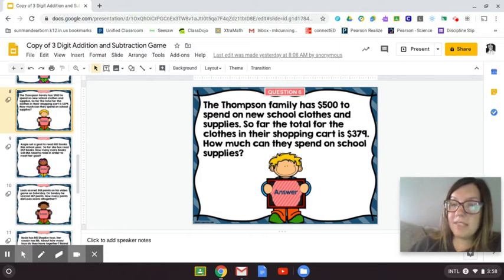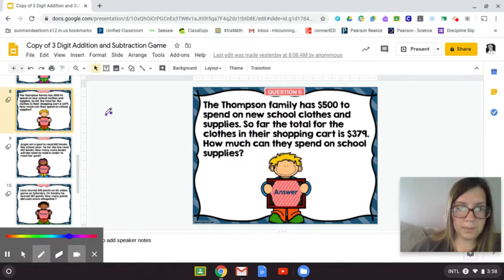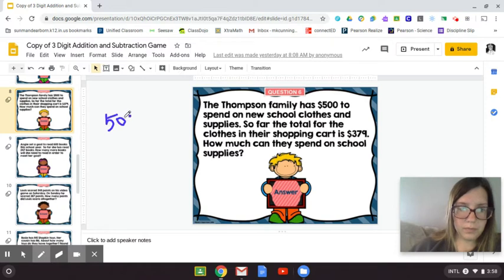The Thompson family has $500 to spend on new school clothes and supplies. So far, the total for the clothes in their shopping cart is $379. How much can they spend on school supplies? So they have $500 and they've already spent $379. What do they have left? So we need to subtract. $500 minus $379.